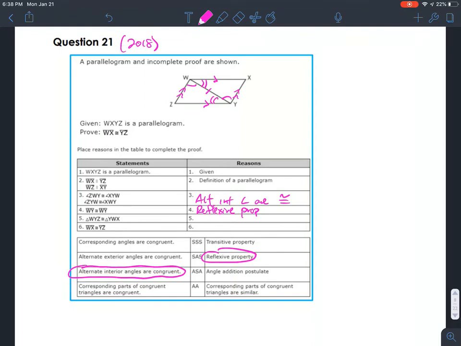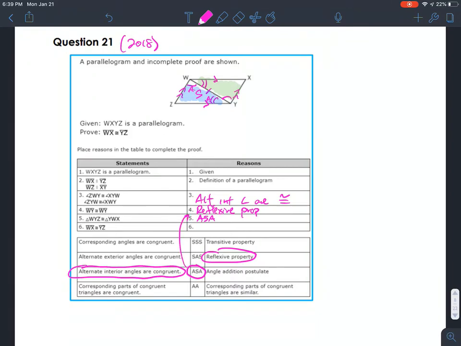Then they're saying we have two triangles that are congruent. Triangle WYZ, that's this triangle here, is congruent to triangle YWX. Now, why would that be the case? Well, it looks like we have two angles and included side, angle, side, angle. That's the angle, side, angle congruency postulate or theorem, which is this one right here.